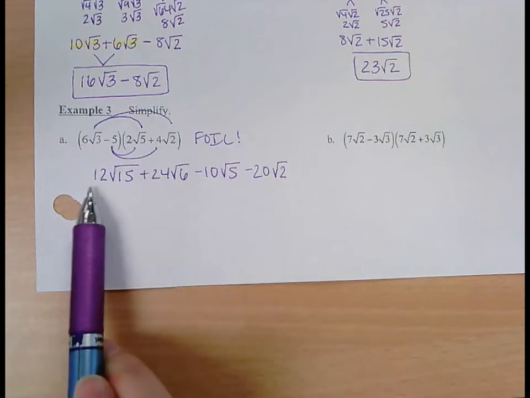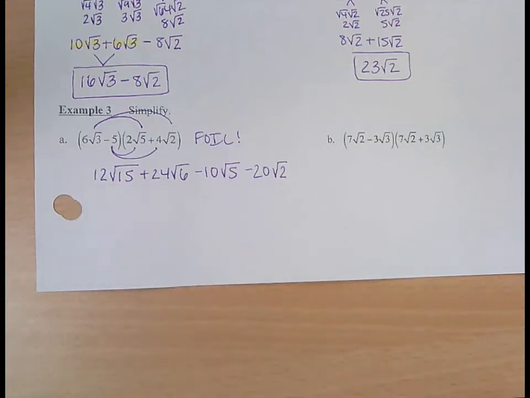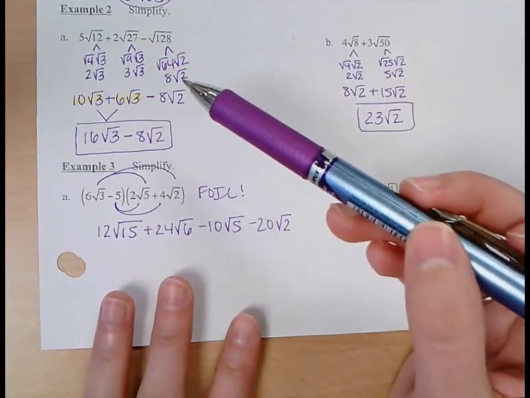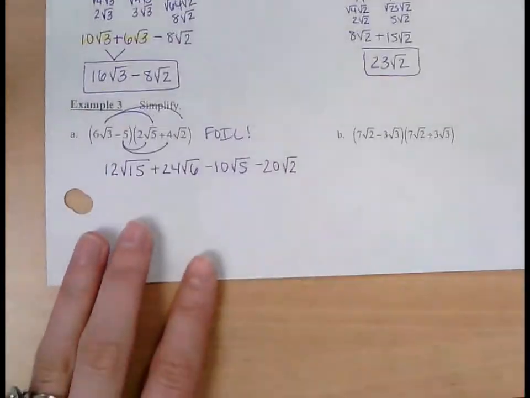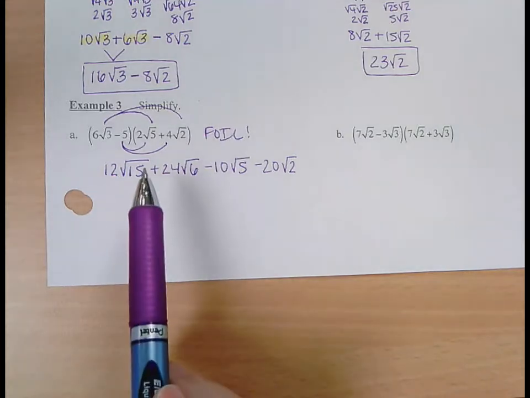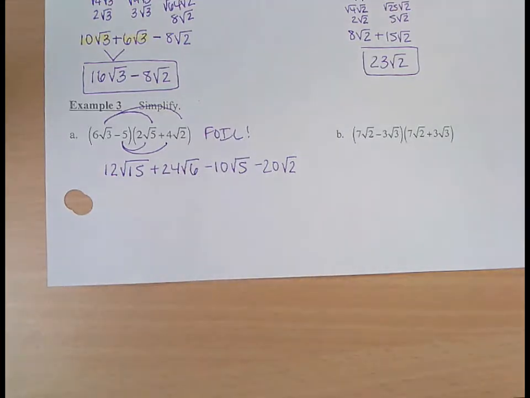Once you have FOILed, you have an expression like we saw in both A and B in example 2. You have terms being added and subtracted. You can only add and subtract them if they are the same radical. Since we have the square roots of 15, 6, 5, and 2, none of those are the same. Check if you can simplify any of them.